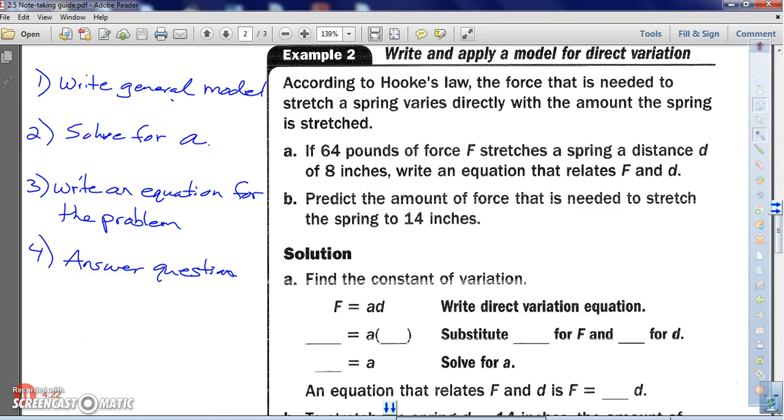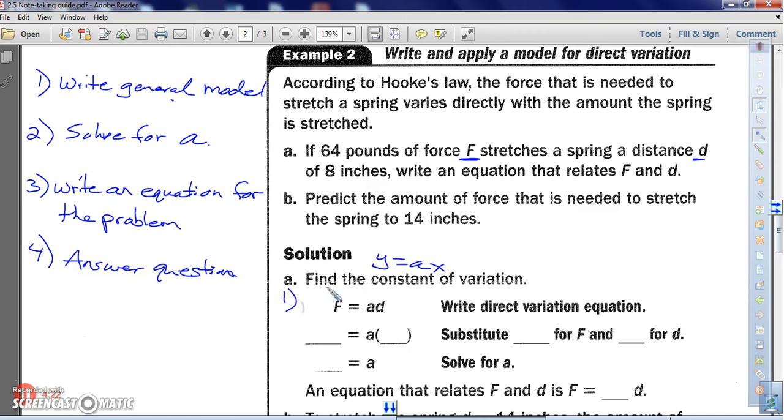So I'm going to use the information that I'm given to try to find that answer. So let's look at part A. It says here, according to Hooke's law, the force that's needed to stretch a spring varies directly with the amount the spring is stretched. Now, with a direct variation, we know that y equals a times x is our general model. However, in this problem, we have variables that are f and d. So we're going to use the appropriate variables.